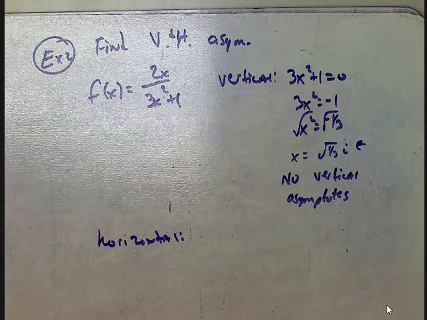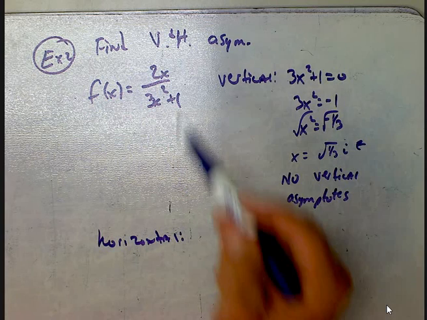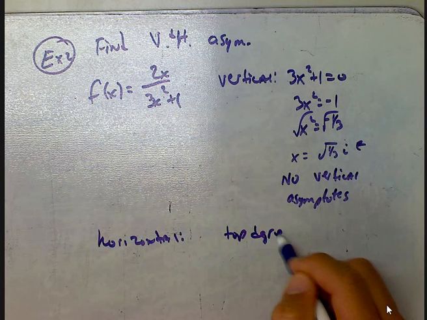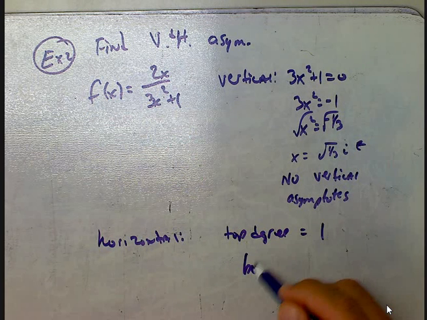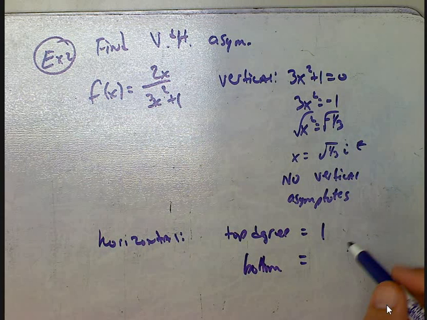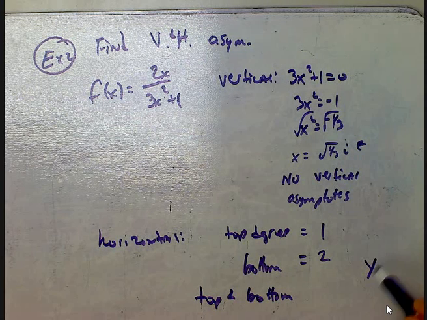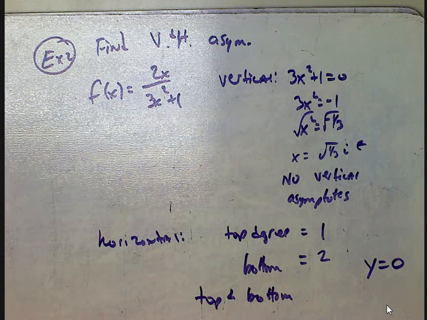Now for horizontal, the degree on top is 1, so the top degree equals 1, bottom equals 2. So top is less than bottom. And by our rules, when the top is less than the bottom, then the horizontal asymptote would be y equals 0. And again, that's straight out of notes. Okay, just for fun, let's go ahead and move to another example on this.